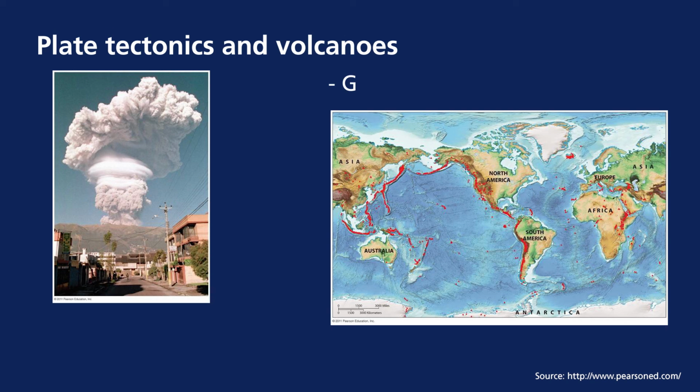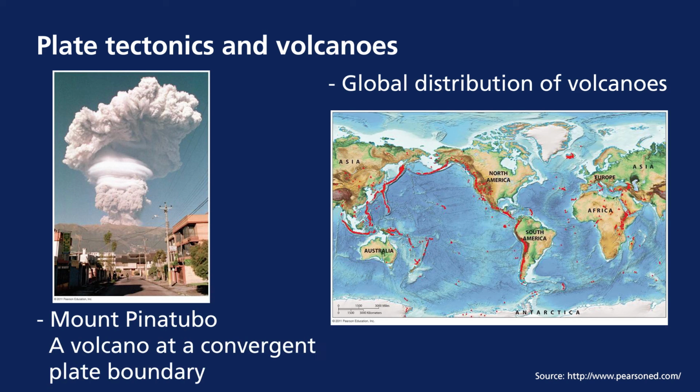Plate tectonics and volcanoes, as I mentioned, here on the left you see a picture of Mount Pinatubo, which is a volcano in the Pacific rim, and where these earthquakes happen, where these plates are, volcanoes are often likely to come about.